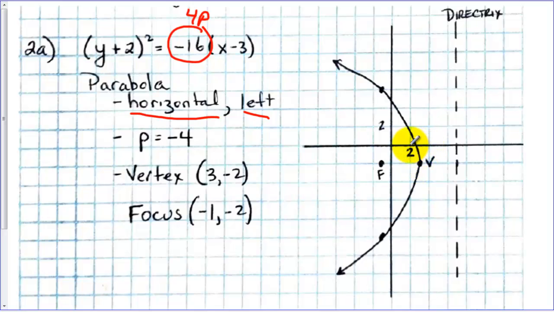Now each tick mark on here is worth 2, so this is 3, -2. And remember, we go p units to the focus, and since p is negative, we go left, so 4 units left. 4 units to the right gives us the directrix. And then remember, our width is we go 2 times p, so I'm going 8 units up and 8 units down. So it's the same as we've done with the other ones.